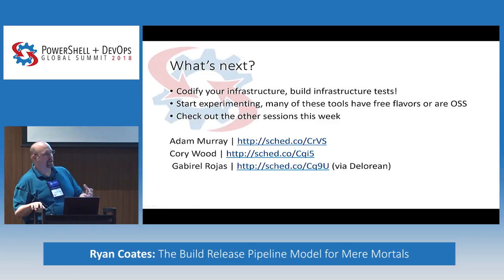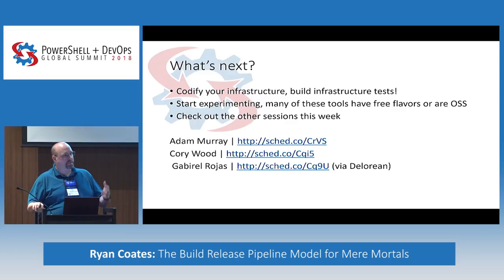Definitely start to look at ways to codify your infrastructure. You know, DSC, it sounds like you guys have all started. Chef, Puppet, whatever you're using, start playing around with it. Start trying to deploy it. A lot of these build tools have free tiers. Jenkins is open source completely. VSTS is free for 5 users. AppVeyor has a free tier. TeamCity, I think, has something similar. Start playing around with them, start getting a feel for them, seeing what you can do.